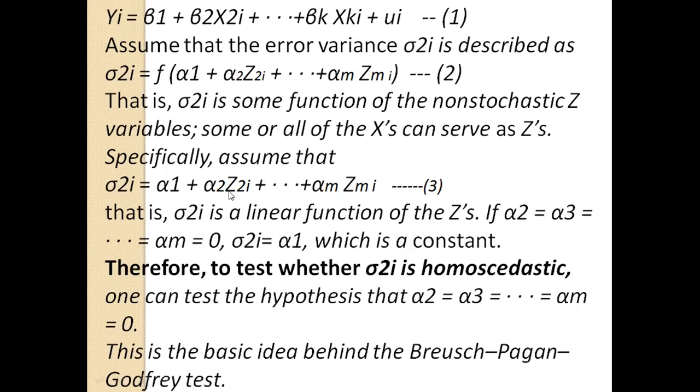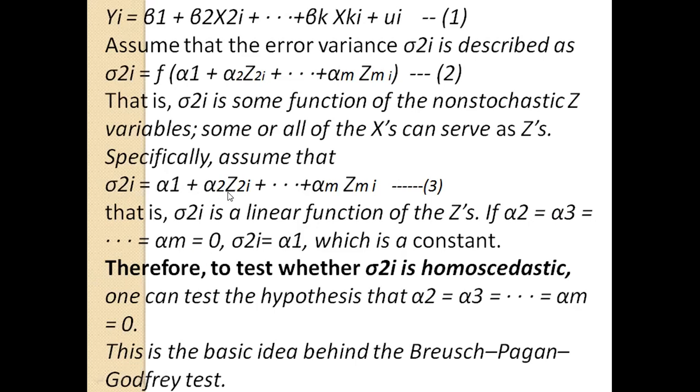So here the z variables could not explain or influence the variance. In that case, we can say the model is homoscedastic. For example, if alpha 2, alpha 3 and up to alpha m are not equal to 0, then the model is heteroscedastic.